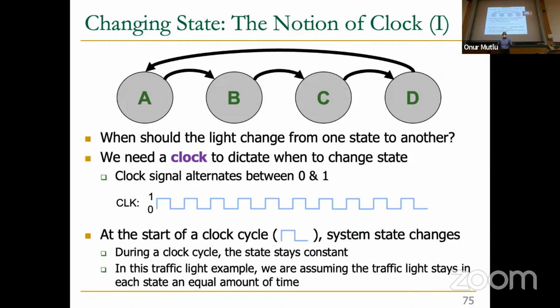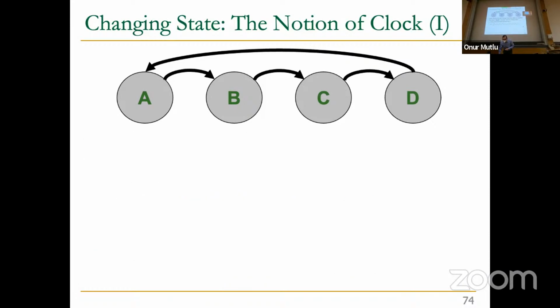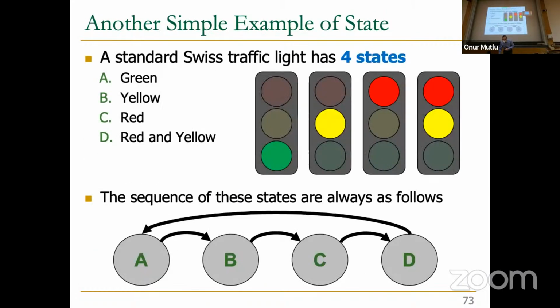Okay. So the Swiss light is actually a very nice example, in my opinion. I have a funny story over here. Not all places in the world actually have this fourth state.